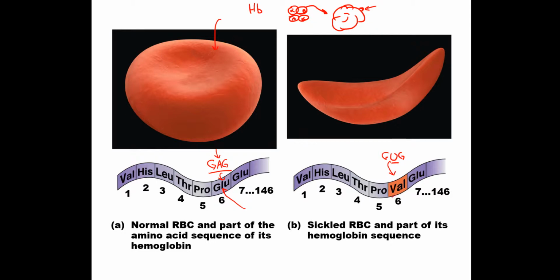Valine is an amino acid that's hydrophobic. It does not like water. And so as a result, we go back up here to hemoglobin beta, the beta chain. That's where the valine is. On the outside surface of this protein, if you put a hydrophobic amino acid in there, it's not going to let it be as water soluble. Now here's what happens.